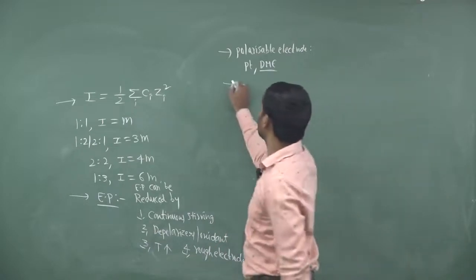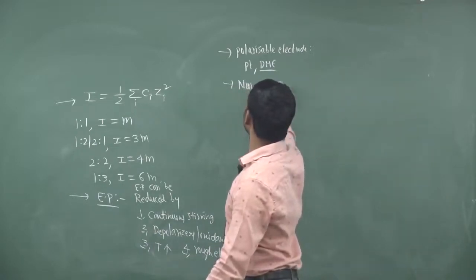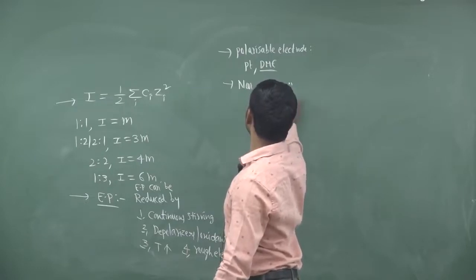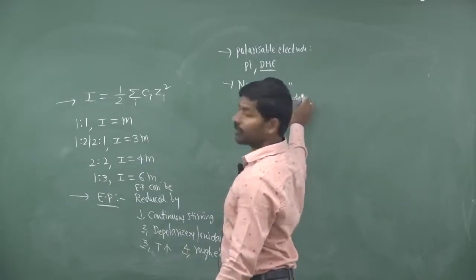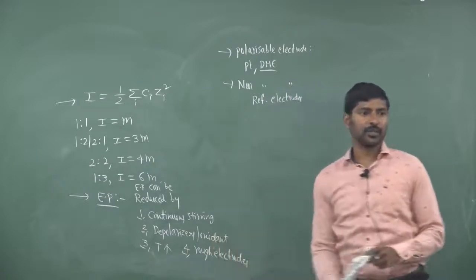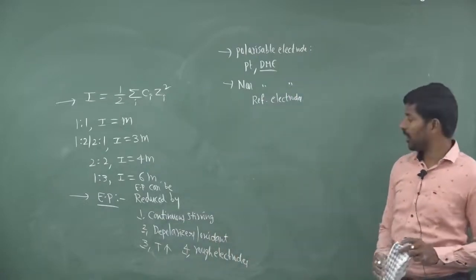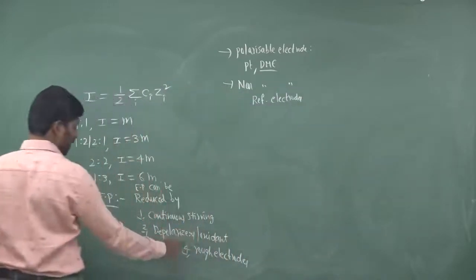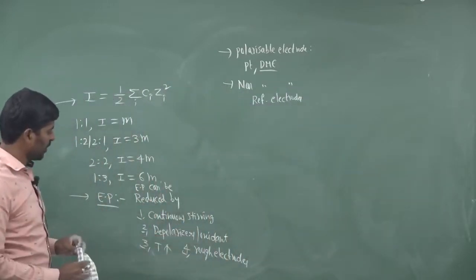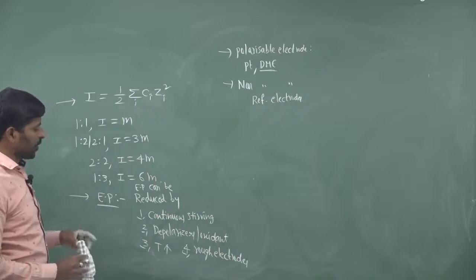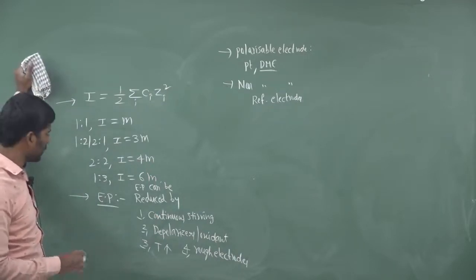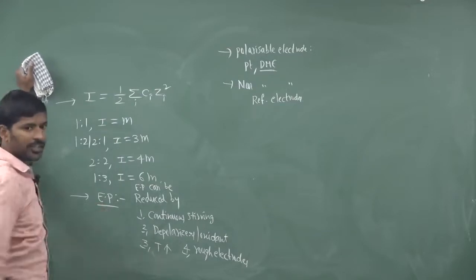What are the examples of non-polarizable electrodes? Reference electrodes. Reference electrodes are examples of non-polarizable electrodes. Electrode polarization can be reduced by continuous stirring, by using depolarizers, by increasing temperature, and by taking rough electrodes. If you take smooth electrodes, electrode polarization is high.